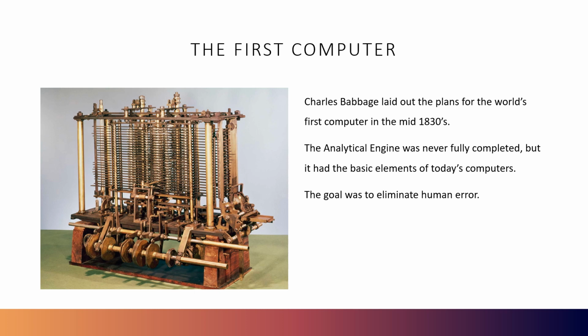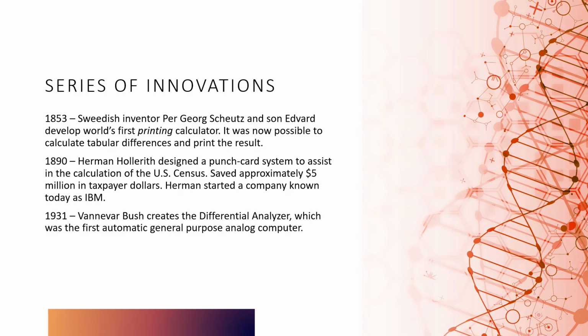Why did Charles Babbage feel the need to innovate and develop such a device? His ultimate goal was to eliminate human error. After Charles Babbage effectively got the world thinking about the possibilities of computers, there began a series of innovations. In 1853, a Swedish innovator, Per Georg Scheutz, and his son Edvard developed the world's first printing calculator.